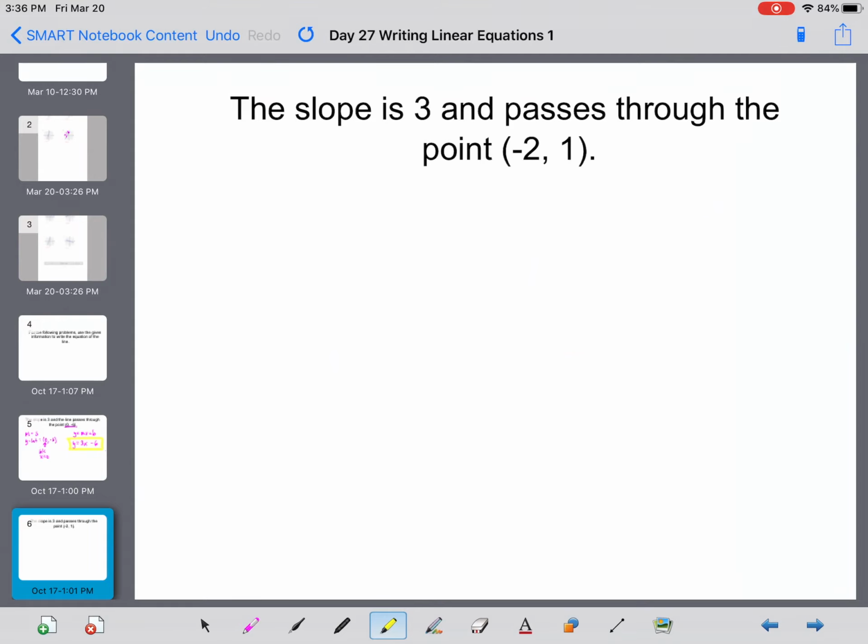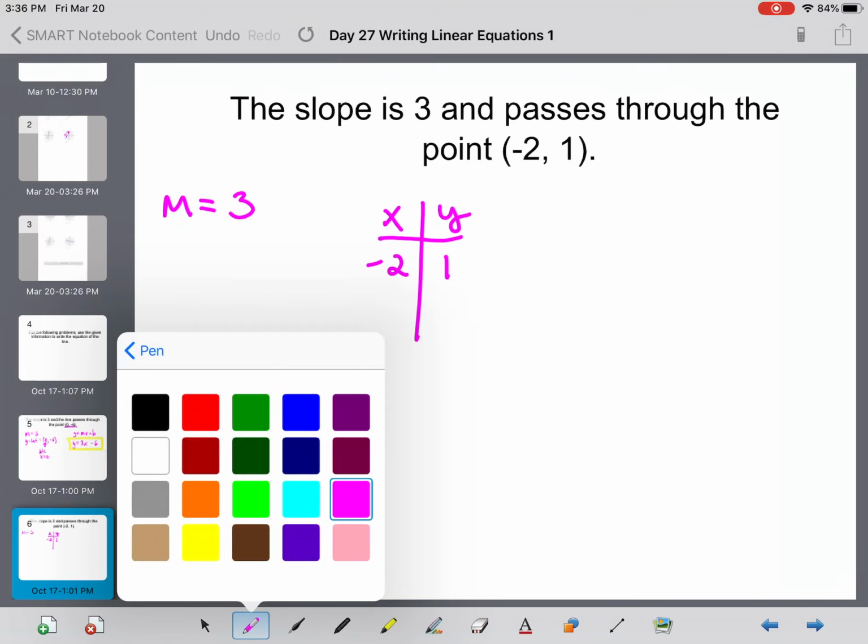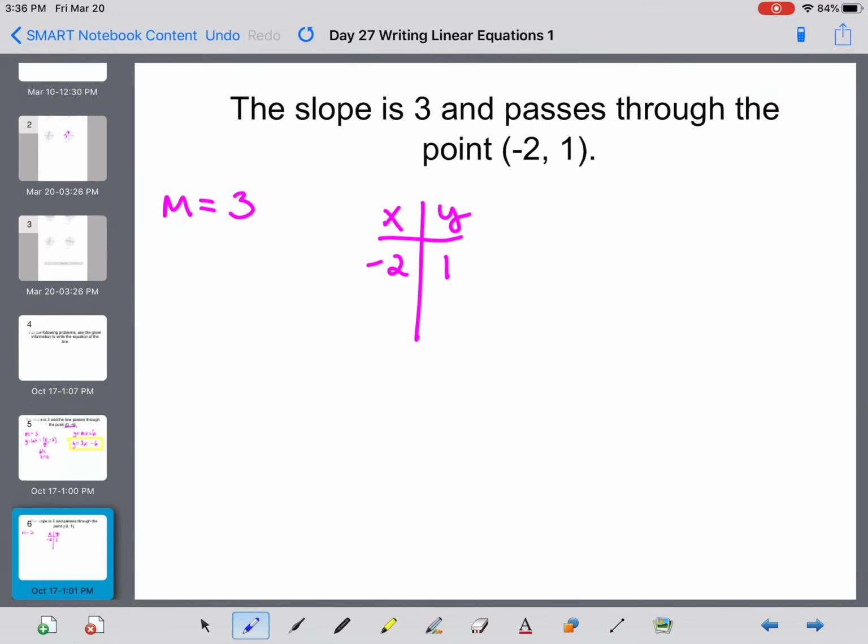For the next one, this one is not going to be quite as nice. The slope is still 3, so I can put that information off to the side. And now it's going to pass through the point (-2, +1). So there's a few strategies here that we can use. It doesn't really matter to me which one you have. I just want you to find one that makes sense to you. So if I have a point (-2, 1) and I have a slope, we're going to have to work a little bit backwards here to see if we can determine what that y-intercept is.